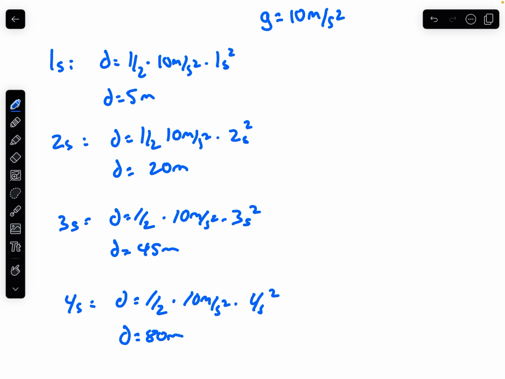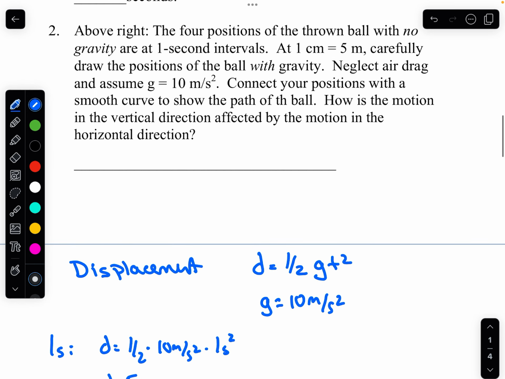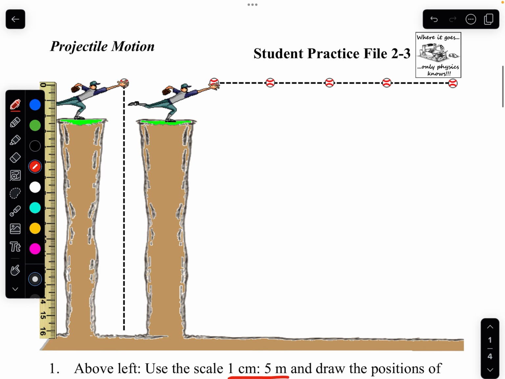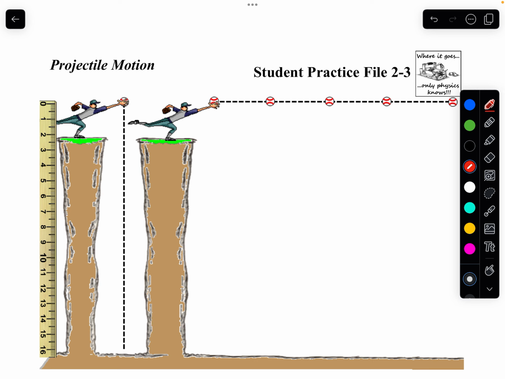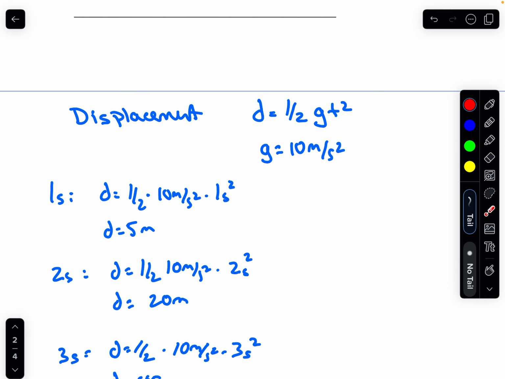So let's go back to the diagram here. We're going to go ahead and plot where the ball is at 1, 2, 3, and 4 seconds. So after the first second, we would be 5 meters away from our original position. We're going to use the scale that 1 centimeter is equivalent to 5 meters. If we take a look here, the ball is at 0 at the very beginning. 1 second goes by. That means the ball is going to fall 5 meters. We're doing 1 centimeter is 5 meters. So the ball will be here after the first second of free fall, right? 5 meters down. After the second goes by, the ball is 20 meters away from its original position.